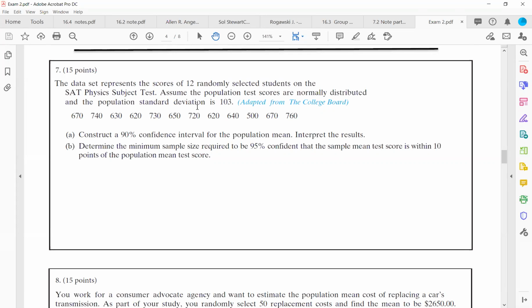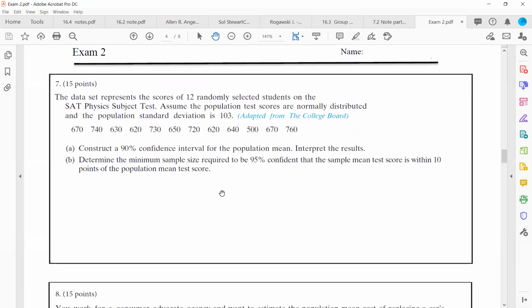Okay, here we go. N is 12, and the standard deviation of the population is given to us as 103. We want to find a confidence interval with a 90% confidence level. And finally, part B says, determine the minimum sample size required to have 95% confidence within 10 points of the population mean test score. So here we have C equals 95% for part B, and the margin of error is 10.